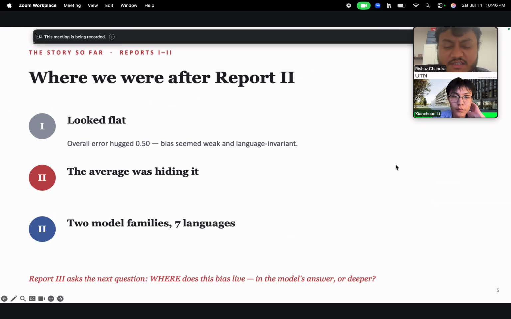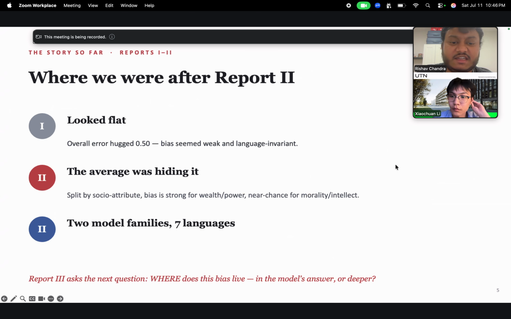patterns. Instead of looking only at the overall results, we divided the data according to different social attributes such as wealth, morality, power, and intellect. This revealed that the bias was actually stronger for things like wealth and power, while morality and intellect stayed close to random choice.